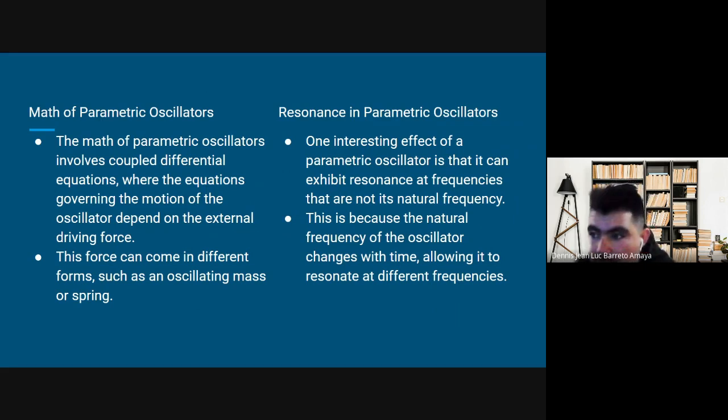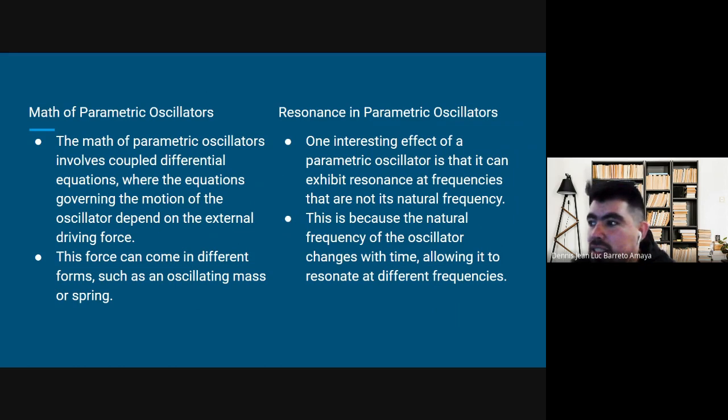The math of the parametric oscillation involves a differential equation, where the equation governing the motion of the oscillation depends on the external driving force. This force can come in different forms, such as oscillating mass or spring.